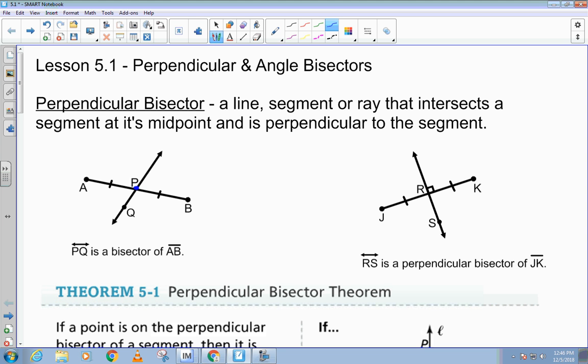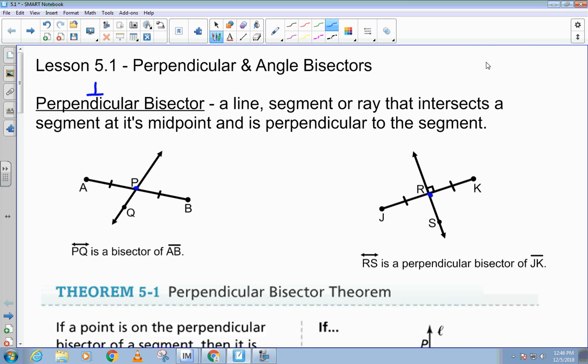Now, if you look at this one, it says RS is a perpendicular bisector. And a perpendicular bisector also goes through the midpoint, creating two equal parts of what's being bisected, and it creates four right angles. Everybody remember, this is the symbol for perpendicular. Make sure everybody knows what that symbol is. So RS is going through JK at its midpoint, which is R. So it breaks it into two equal parts, and it creates four right angles. So that's what a perpendicular bisector does.